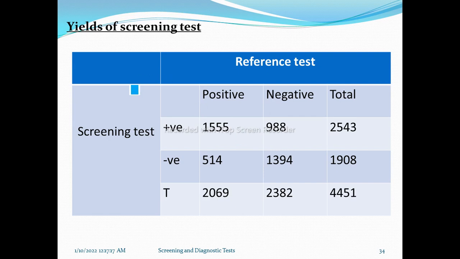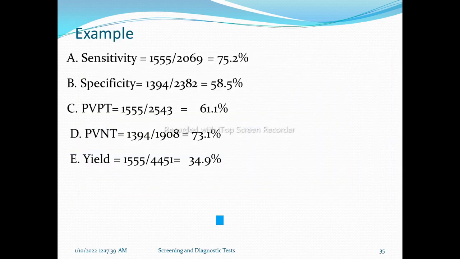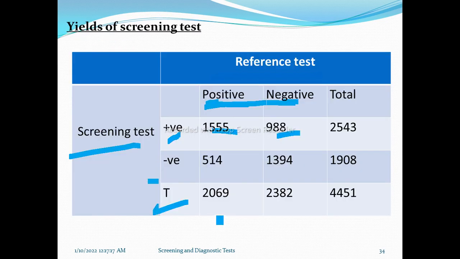By the way, this is an example for you to try. This is the gold standard reference test, positive or negative. Positive means diseased, and negative non-diseased. This is the screening test, which is positive and negative. These are the given values, and this is the total value. I need you to calculate sensitivity, specificity, positive predictive value, negative predictive value and yield. So please calculate based on this example.